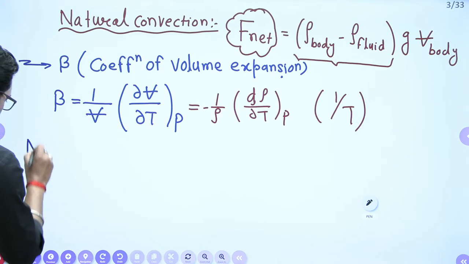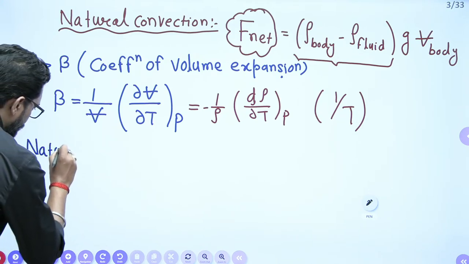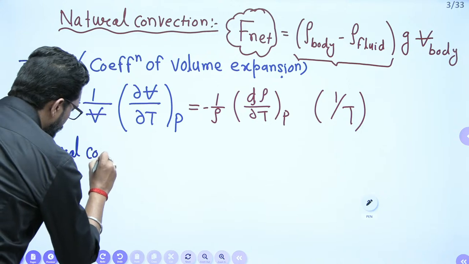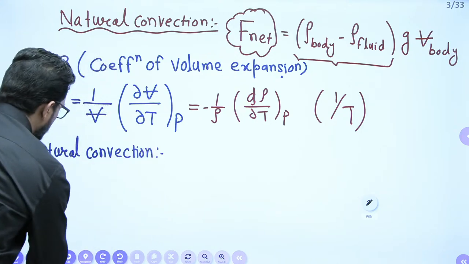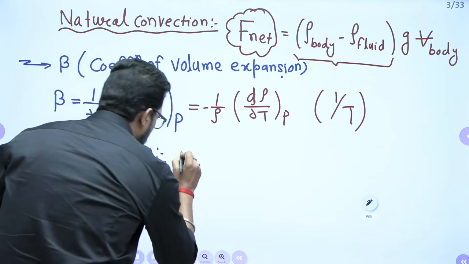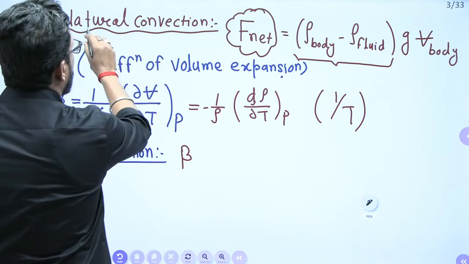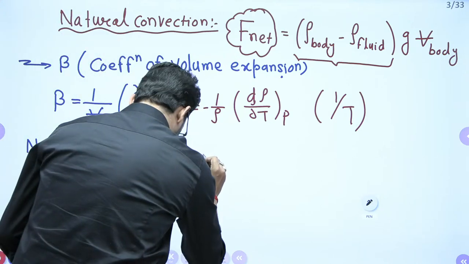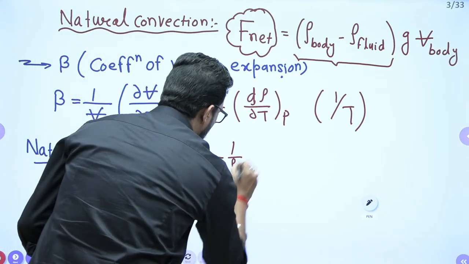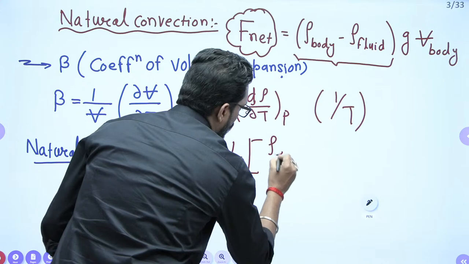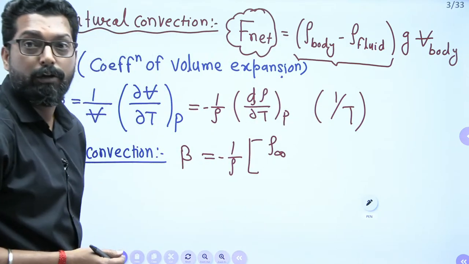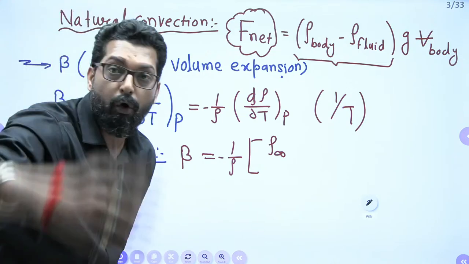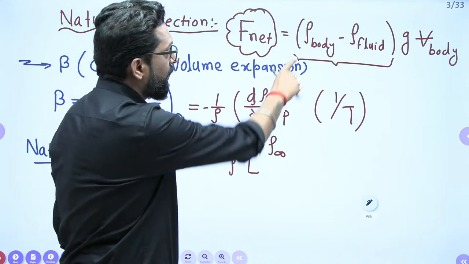Okay, beta. Now, when there is natural convection, the coefficient of volumetric expansion is equal to 1 by rho. Why? Because of the density of the free stream over the plate. I am talking about the flow over the plate. So the density difference is what?